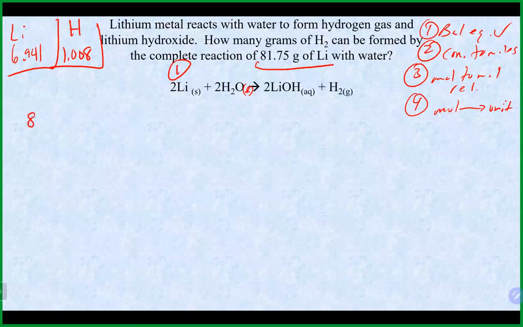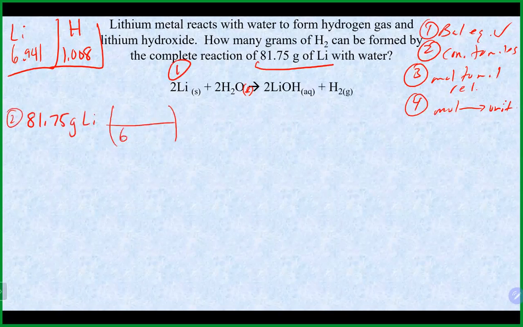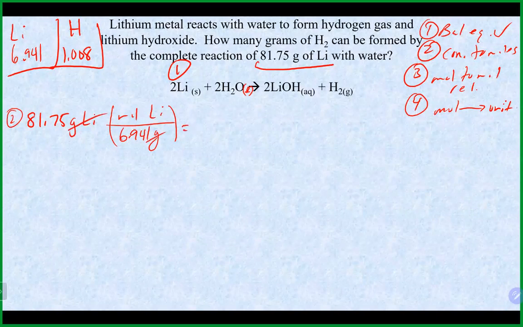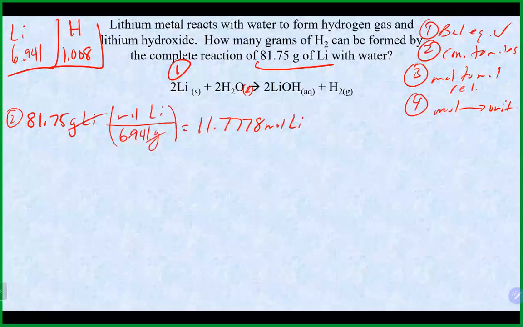We're going to go with 81.75 grams of lithium. Our second step here, using the molar mass from the periodic table, that's 6.941 grams per mole of lithium. The grams of lithium will cancel. And again, if you get an answer at this point, you got 11.7778 moles of lithium. Once again, I'm not going to do a lot of rounding here until the very end because I'm going to get answers after each step. That is step number 2, check off.